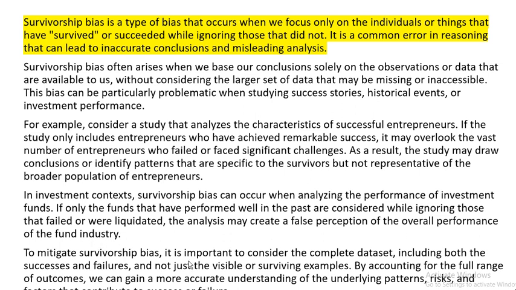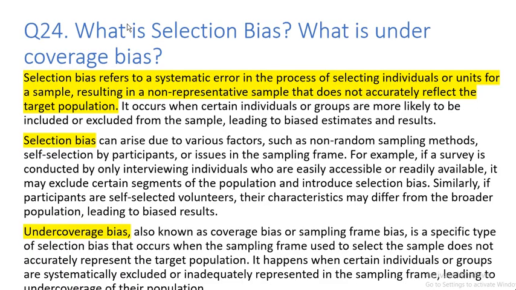To mitigate survivorship bias, it is important to consider the complete dataset, including both successes and failures, and not just a visible or surviving example. By accounting for the full range of outcomes, we can gain a more accurate understanding of underlying patterns, risks, and factors that can contribute to success or failure.